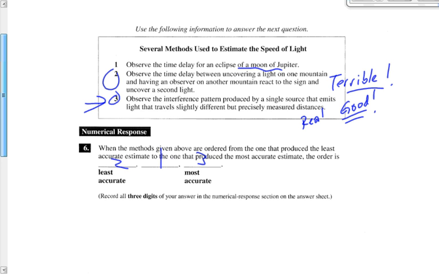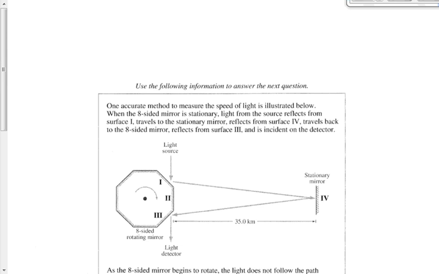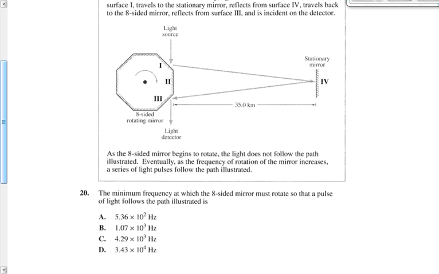Now, another pretty accurate one was the Michelson experiment, right? Okay. And that's the next question that we have, question number 20. Eight-sided mirror. This is your type of question. The good news is there's a very good chance we're going to see something like this on the exam. Right? A very good chance.